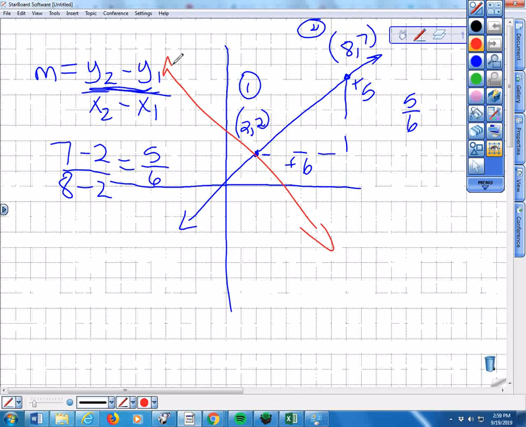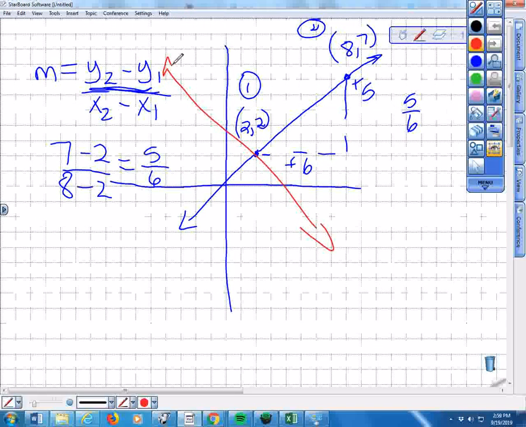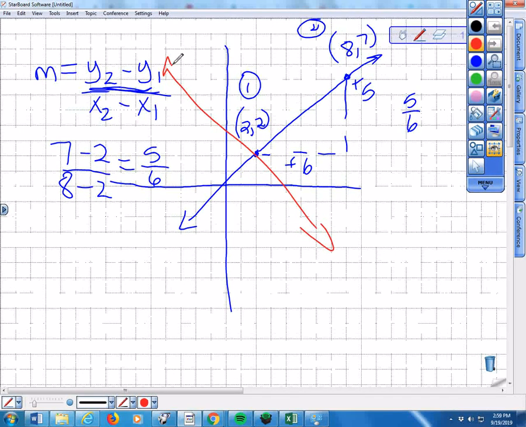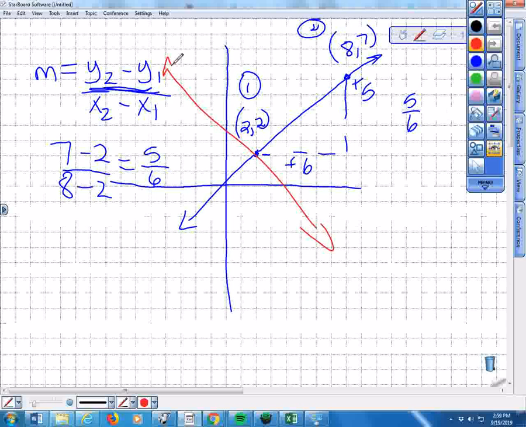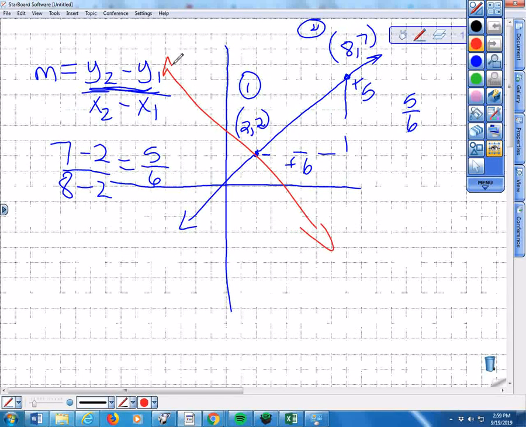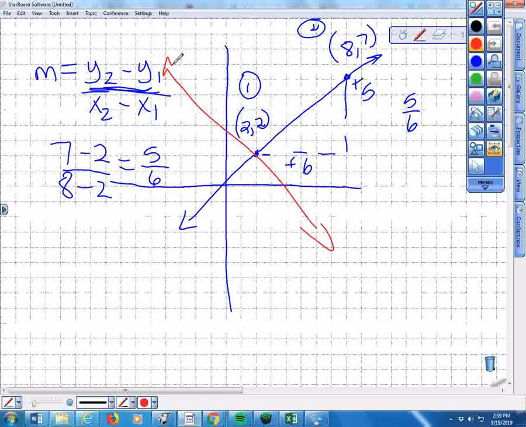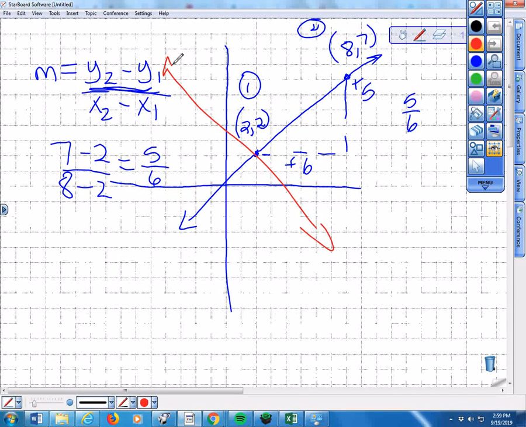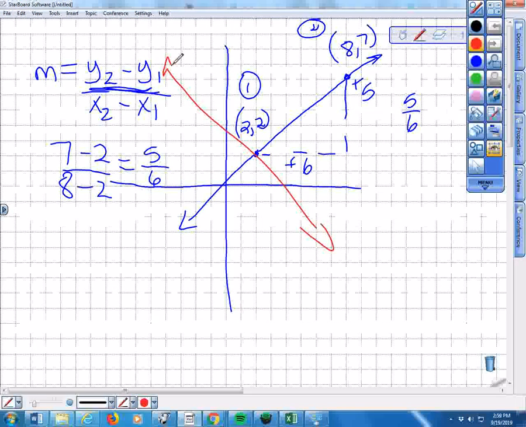So that's a really good check for you to do when you're checking your work on NWEA or on ACT eventually: if you calculate the slope and you get a positive number and your line's going down from left to right, it might be a good hint to redo your math because something's wrong. If it's going down from left to right, you know it's going to be a negative slope.